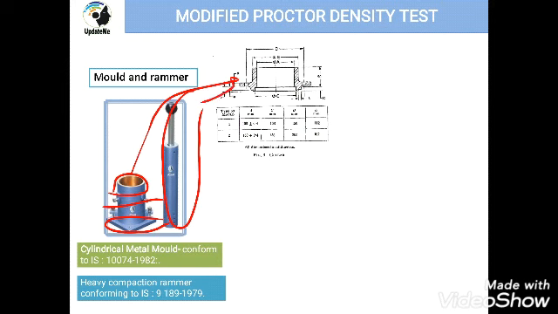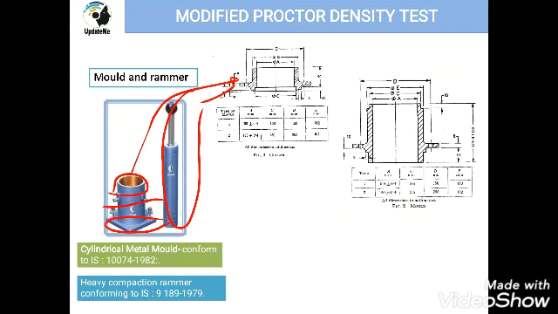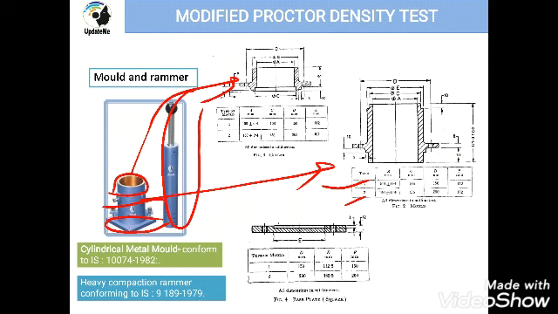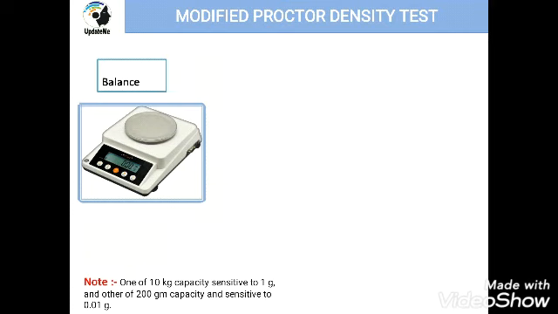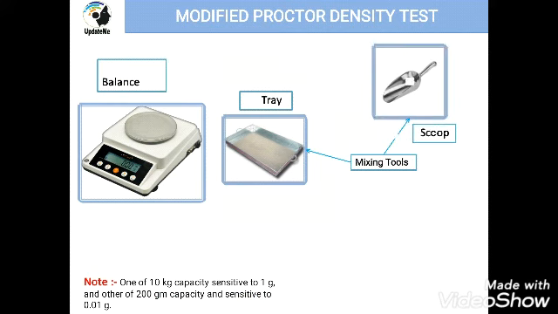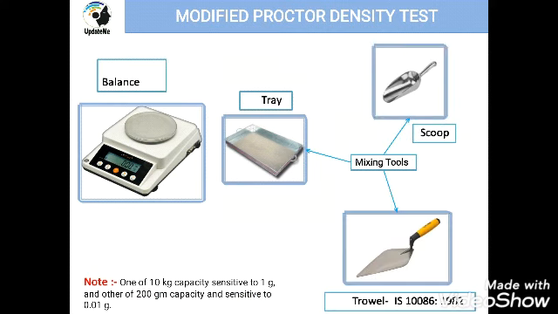This one is the specification for the collar part. This one is the main portion of the cylindrical mold. All details are given here: diameter, length, and this one is the specification for the bottom plate. Next one, balance, to weigh the soil. Mixing tools are used to mix the water and soil: first a tray, next a scoop, and next a trowel.